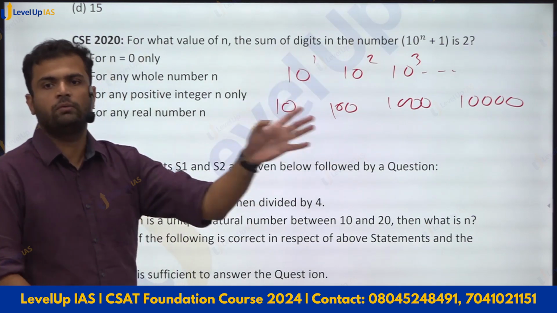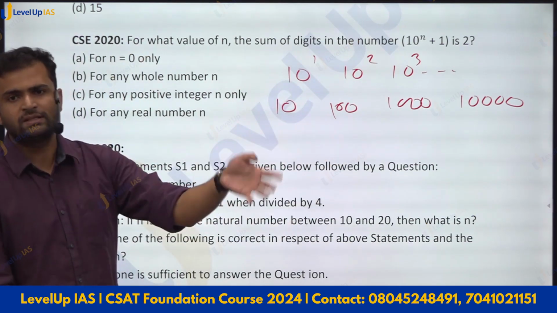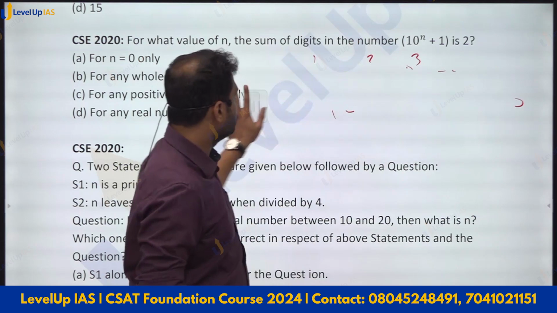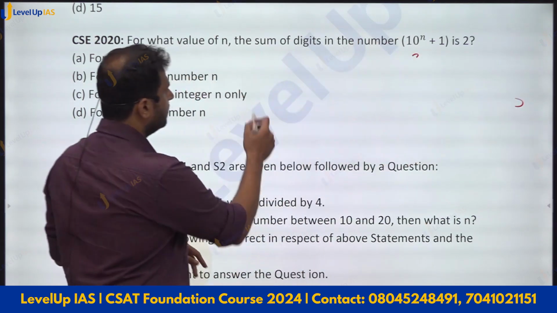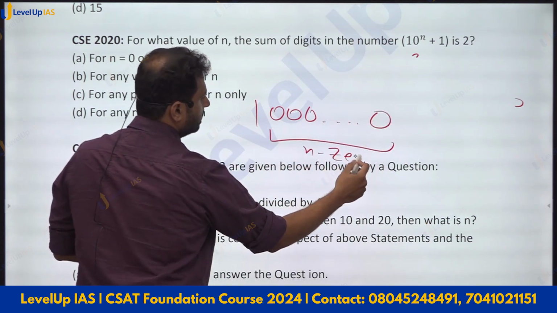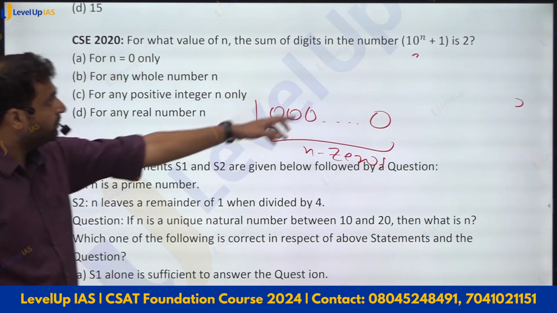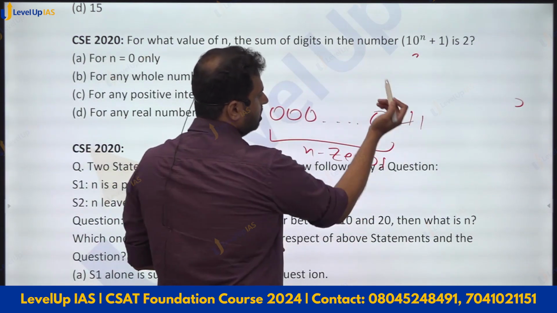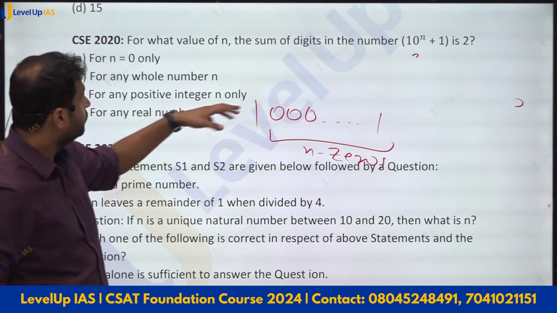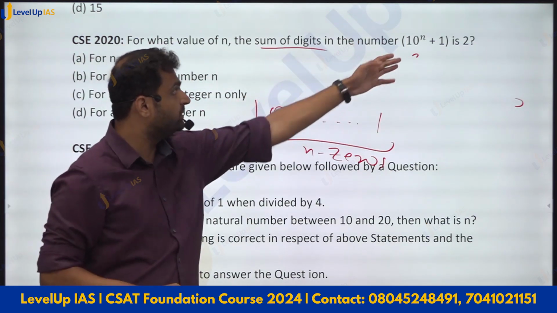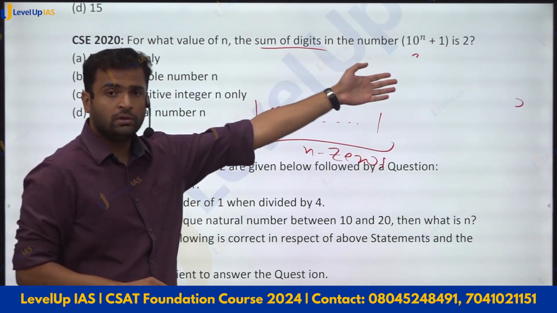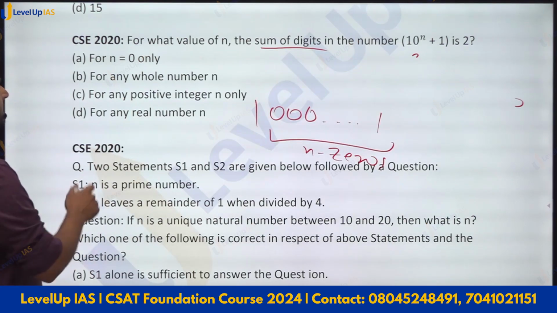10 raised to 5 would be 1 followed by 5 zeros. 10 raised to 6 would be 1 followed by 6 zeros and so on. So this 10 raised to n is nothing but 1 followed by n zeros. n could be anything, and plus 1 would just mean that the units place would be 1. We want to comment on the sum of the digits of this number. This is 1, this is 1, all the rest are 0, so the sum of the digits is 2, and that is always true.